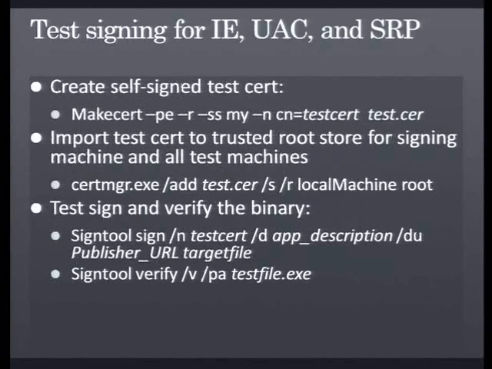The first step in test signing for IE, User Account Control, and software restriction policies is to generate a self-signed certificate. You can use MakeCert in order to generate such a certificate with the command line listed below. This will import the certificate into your personal certificate store, and will generate a test.cer file, or whatever you want to name it, which you can then use to configure machines in your test environment.